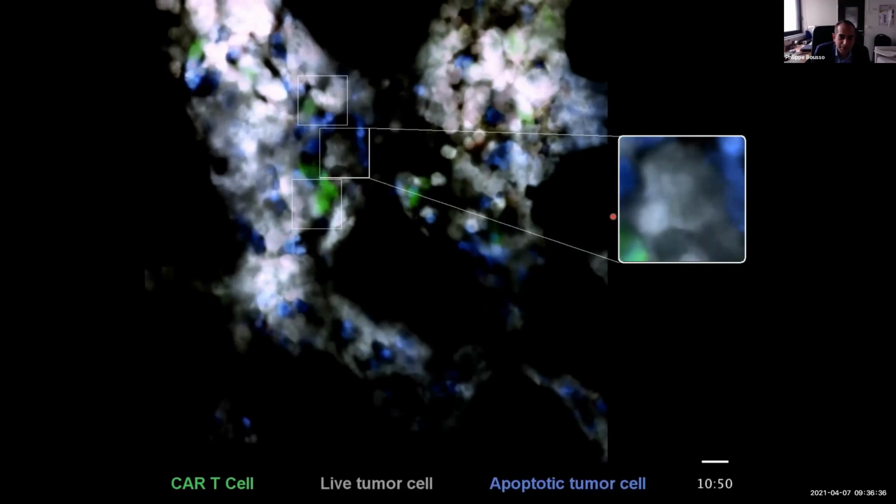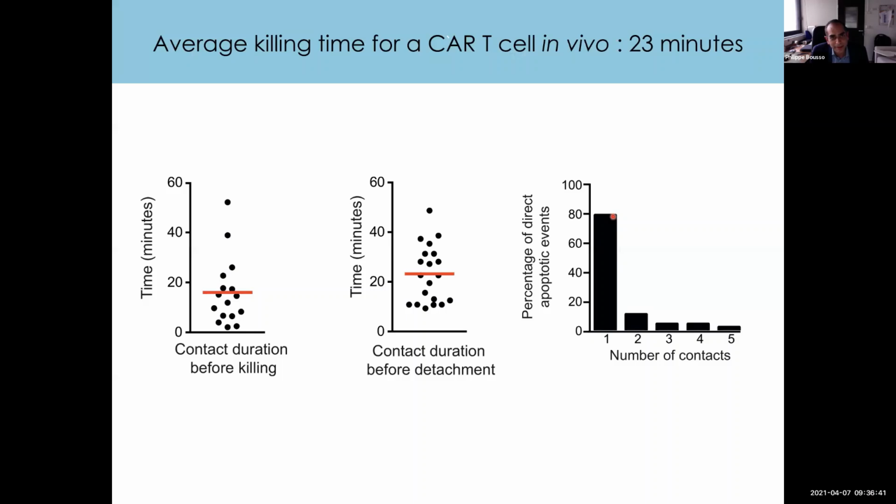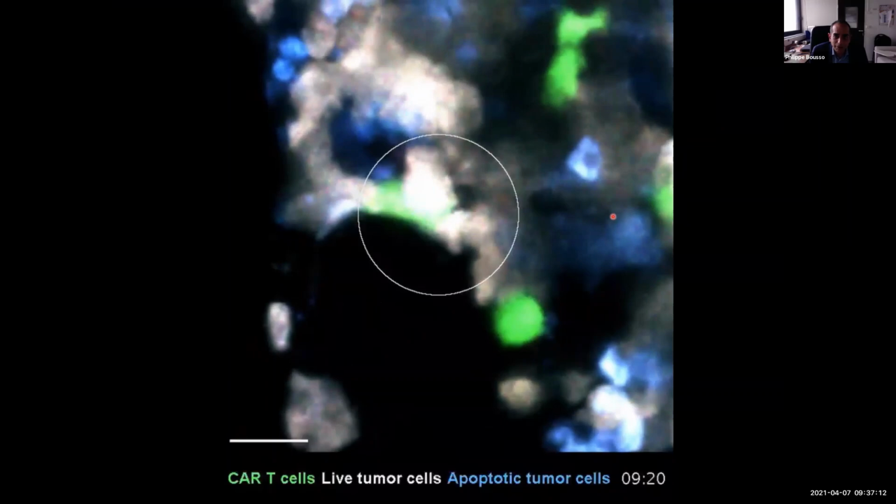So if you accumulate enough of these events, you can start to be really quantitative about the behavior of these cells. And what we see is that typically on average, it takes 23 minutes. So it's really a rapid process between the time of contact formation to the time of contact detachment. And usually a single contact is enough to induce the killing event. So a very efficient process, but only for a fraction of the CAR T cells, because the majority of them at a given time point are actually not killing at all.